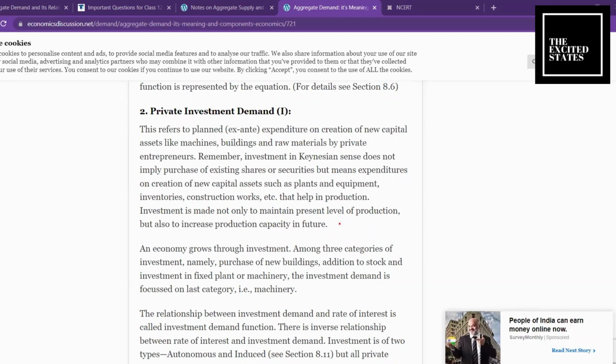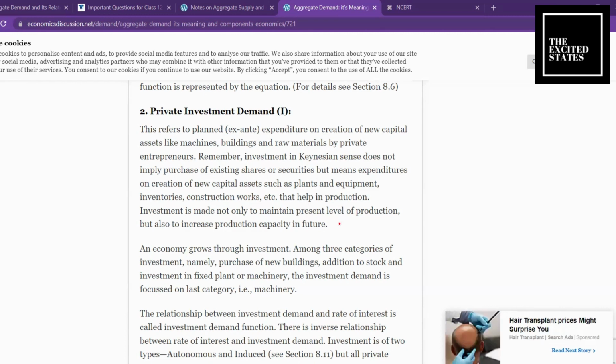Yes, ma'am. Because we know that aggregate demand is equal to the expenditure done by all the sectors. Yeah. So here we know that in our economy there are basically three sectors: government, private investors or the producers, and household.